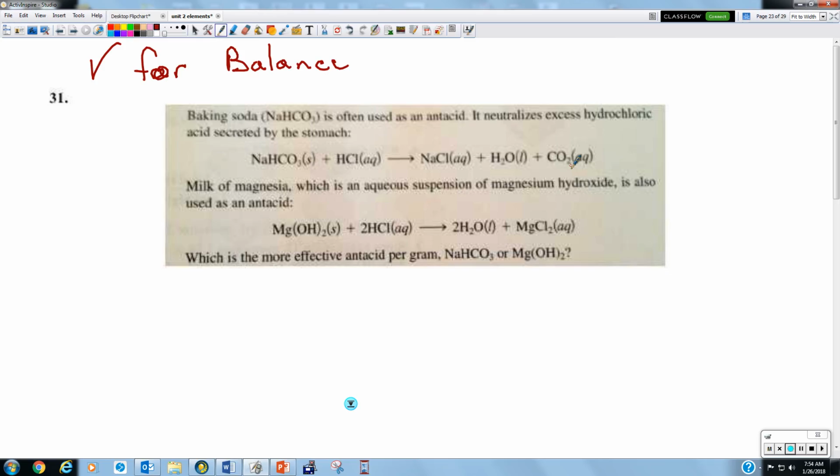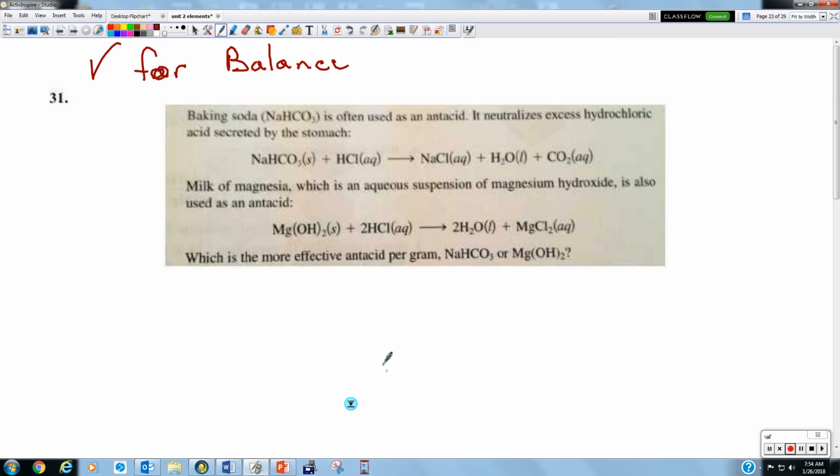The next part of the statement says milk of magnesia, which is an aqueous suspension of magnesium hydroxide, is also used as an antacid. Mg(OH)2, in solid form, reacts with two hydrogen chloride molecules to form two water molecules and magnesium chloride in solution. And then the question is, which of these is a more effective antacid per gram?